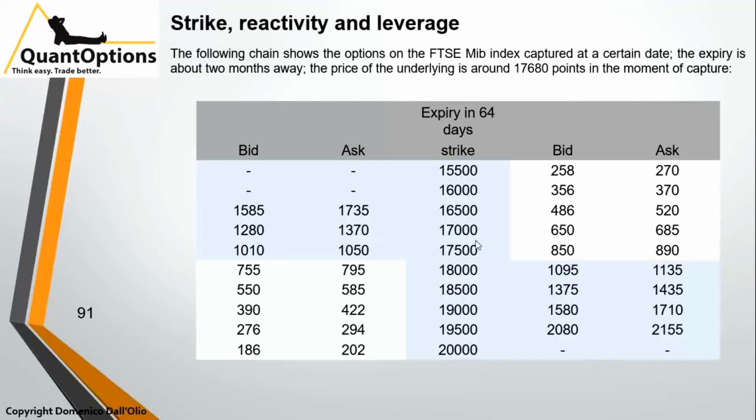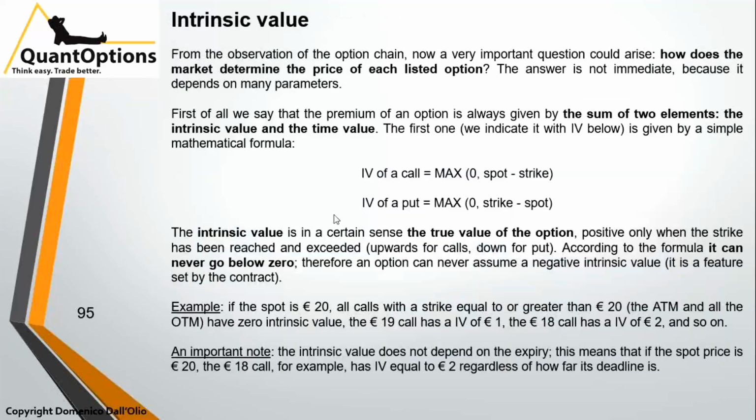And here we go to the distinction between intrinsic value and time value. First of all, let me say that the premium of an option is always given by the sum of two elements, the intrinsic value and the time value. The first one, which we indicate with IV below, is given by a simple mathematical formula. Pay attention, it's just a matter of math. The intrinsic value of a call is the maximum between 0 and the difference between spot and strike.